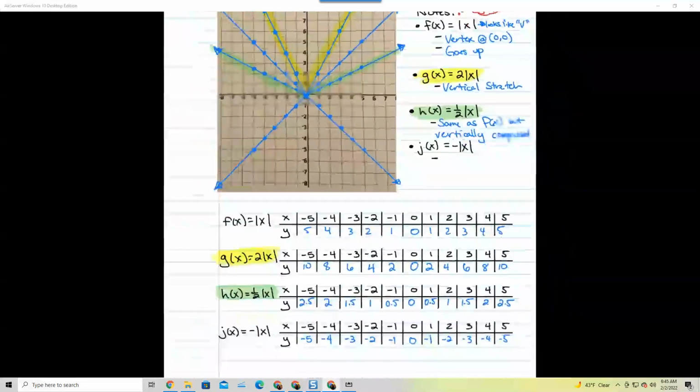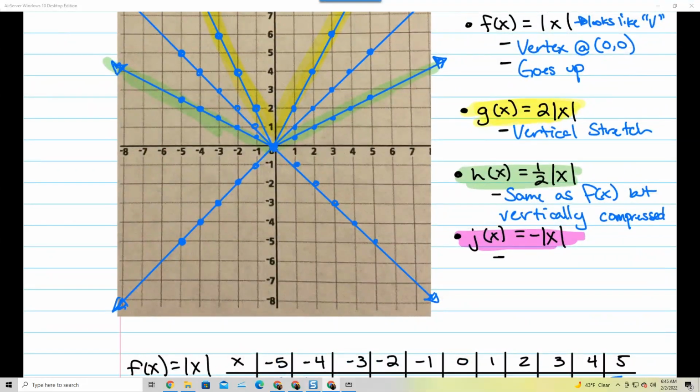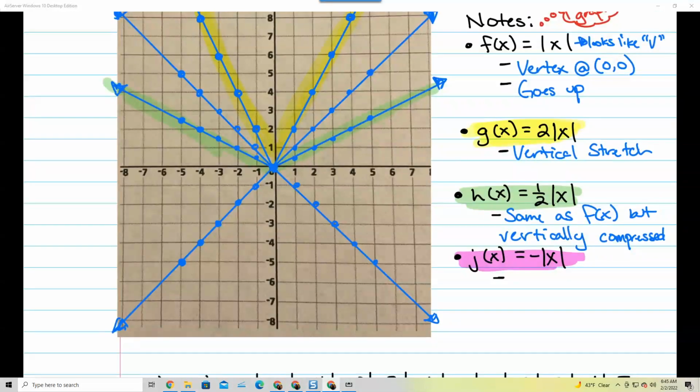I'm going to go ahead and highlight this one pink. This is my j of x. And how does this graph look like the original graph? I know it's kind of convoluted, but the original graph is this one right here. And this is the exact same size. You see how this one's going up one, right one, up one, right one, up one, right one, up one, right one. And this one's going down one, right one, down one, right one, down one, right one, down one, right one. So it's the exact same size.